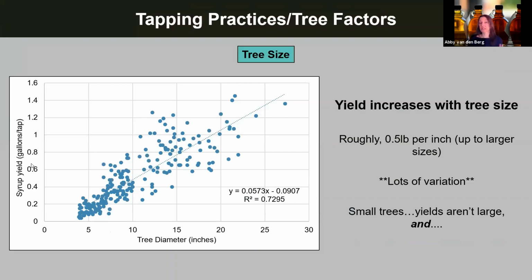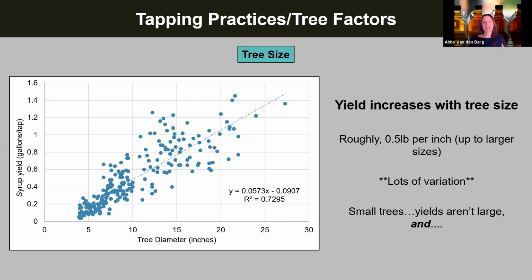Another factor that's related to the tree and yield is actually just tree size. And again, like most other things that I'm talking about tonight, this is also a no-brainer. We all have some intuitive sense and some experience that yield generally increases with bigger trees. Our studies have shown that roughly, using vacuum and very good sanitation, we see about a half pound of syrup per inch of tree diameter increase, up to larger sizes where we're going to be adding 2 taps. But we see lots of variation in this, just like we see lots of variation in yields from tree to tree. But there are other things.